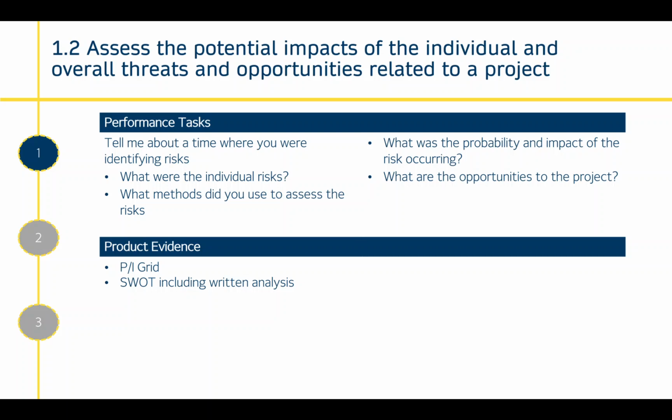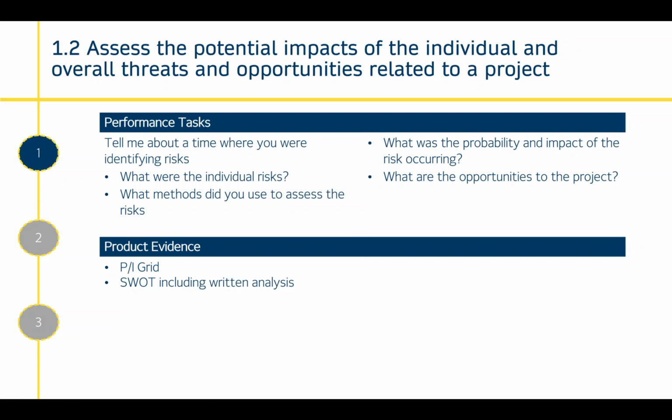But let's say it's 1 to 10, and you'd multiply the two numbers together for impact and probability, and that would give you an overall rating. That way you can prioritise them and put risks in an order. So something like that. That is one technique. You might be using different techniques in your project, but that's what we're talking about when we're saying assess the potential impacts of individual and overall threats to a project.